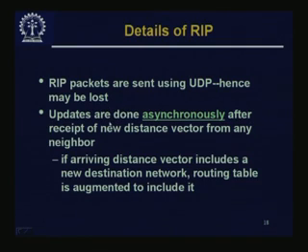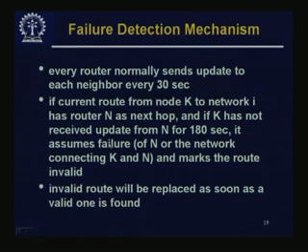Updates are done asynchronously after receipt of a new distance vector from any neighbor. If the arriving distance vector includes a new destination network, the routing table is augmented to include this. That means the routing table now increases in size, and that is very important, because when you power up, your routing table may not contain anything. As you get more and more information from your neighbor, your routing table grows.